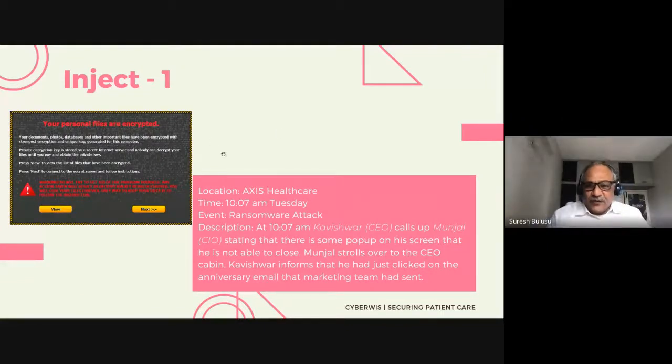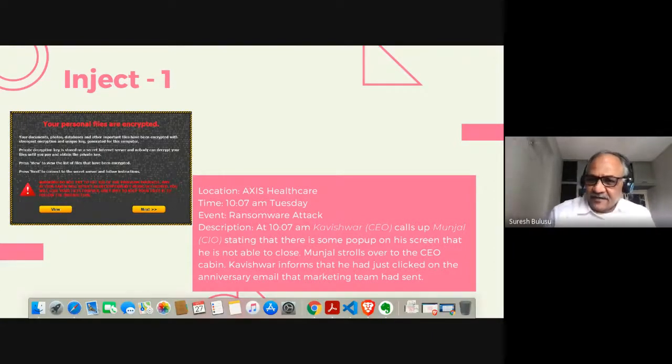Okay, the scenario is starting. When the CEO opens his desk at 10 a.m., when he comes to the office, he finds this big black thing on the screen which says that your personal files are now encrypted, and it gives him an option either to view these files which are encrypted or move to the next one. Now his machine is locked; he doesn't know what to do.